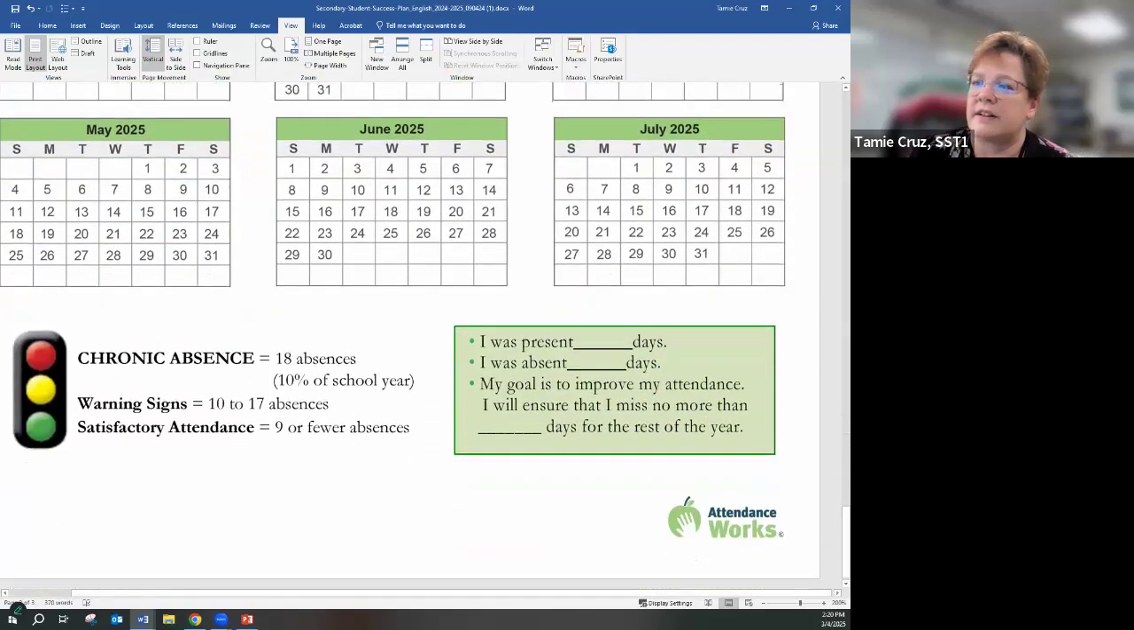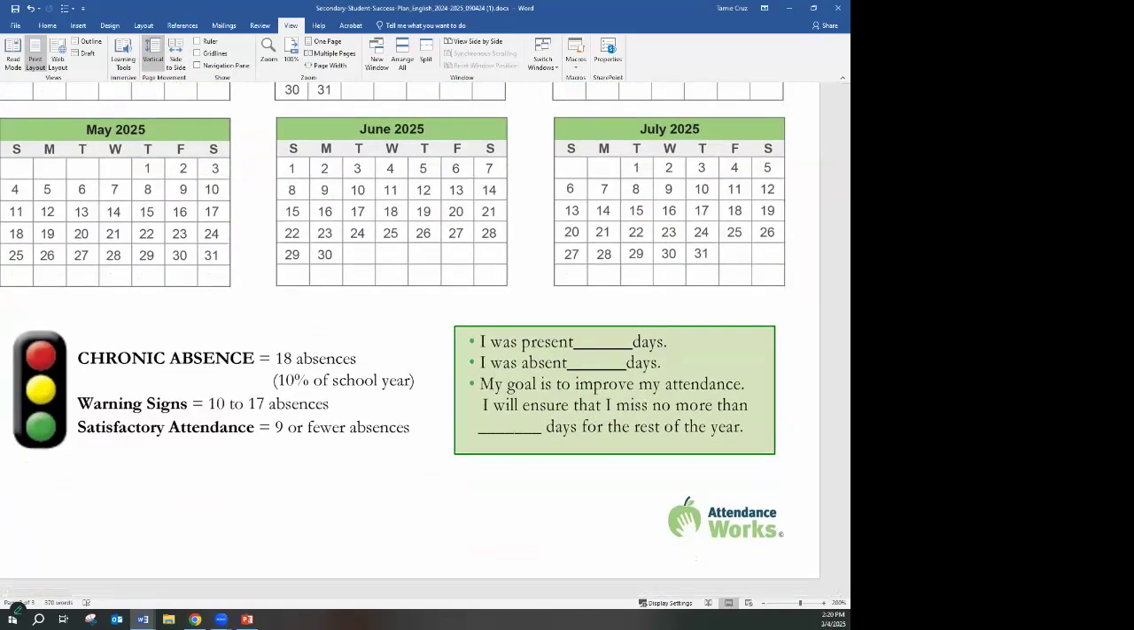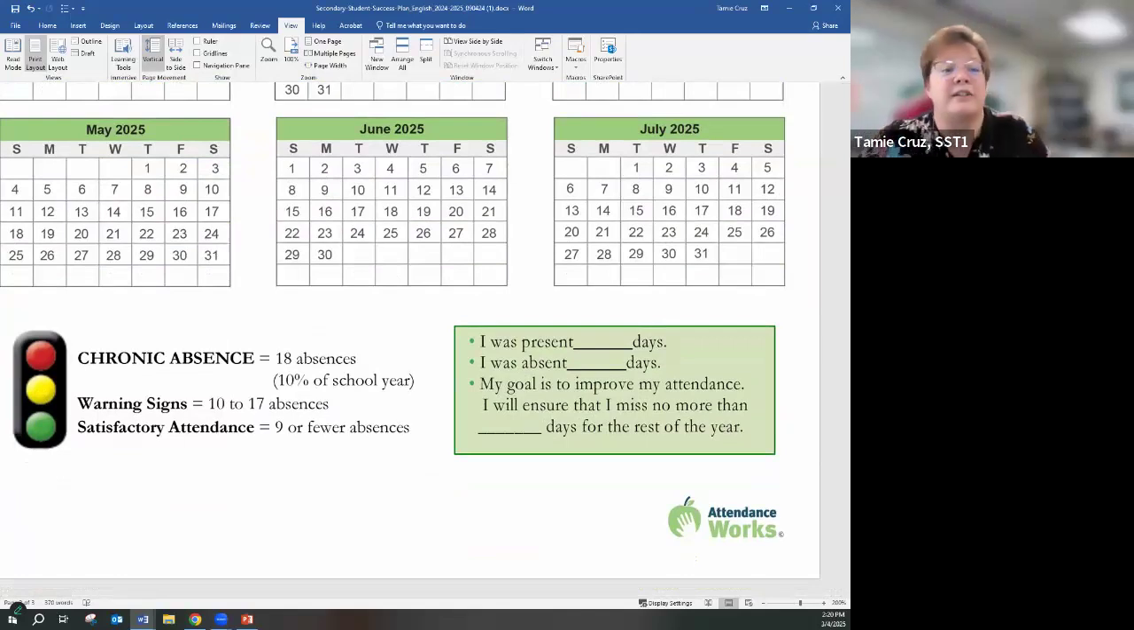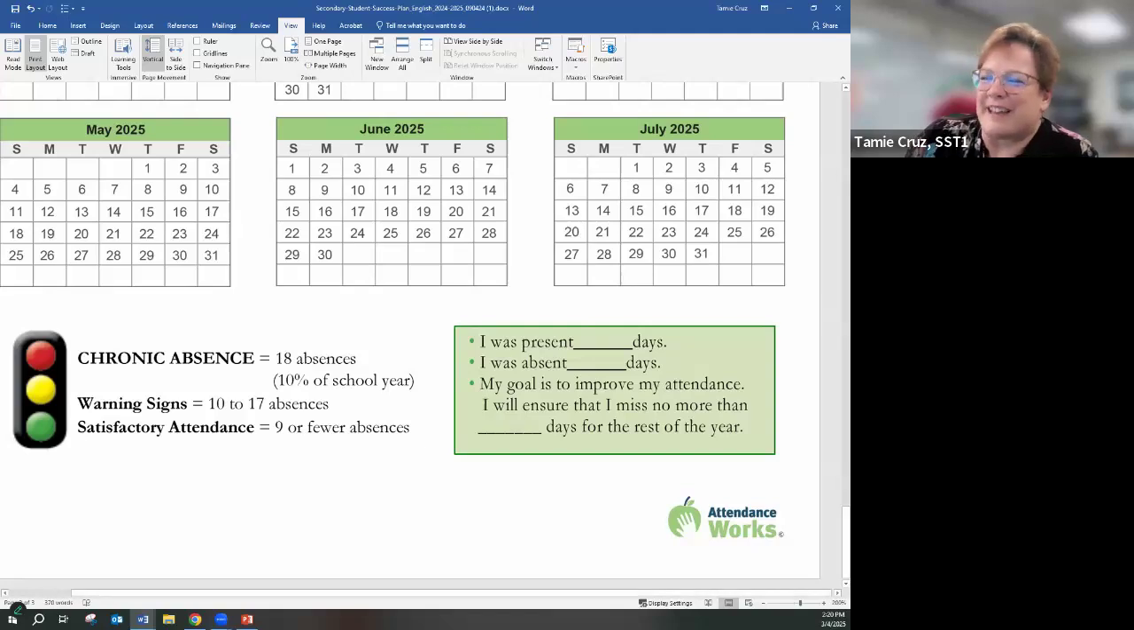Okay. And then a reminder, 10% of the school year is a chronic absence. We're entering the warning zone when we have 10 to 17. Satisfactory is 9 or fewer for the school year. So we can look at, I was present. I bet that calendar is shocking for some. Yeah, again, the 9 times. And I need to look up the Abbott Elementary one to update my 9 times or some version of that.